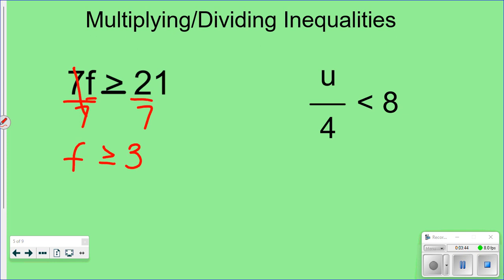On this side, I have u divided by 4 is less than 8. If I'm dividing, I have to multiply to get rid of that 4. So it would look like this.